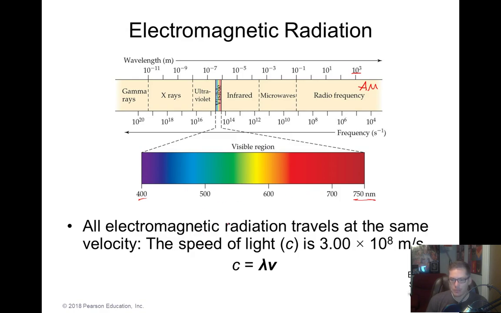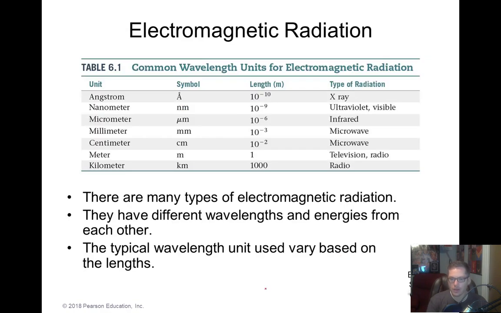Okay, and because we already said that the speed of light is always constant, 3.00 times 10 to the 8th meters per second, this is the relationship they have. So the two multiplied together always have to equal 3.00 times 10 to the 8th. So if our wavelength gets bigger and bigger, that means our frequency has to get smaller and smaller, and vice versa.